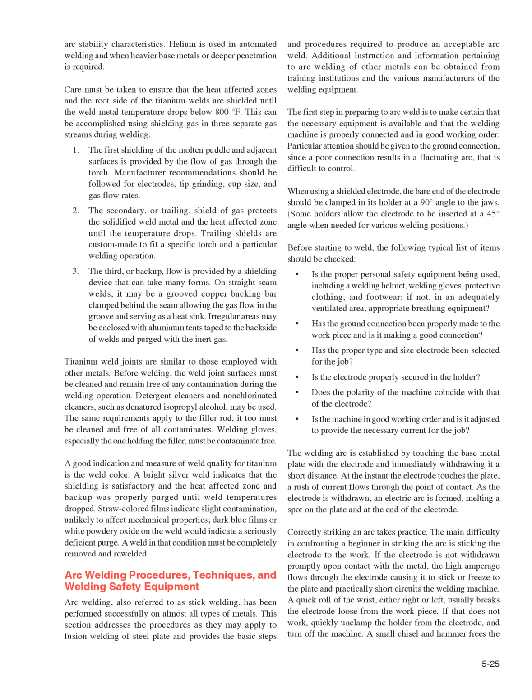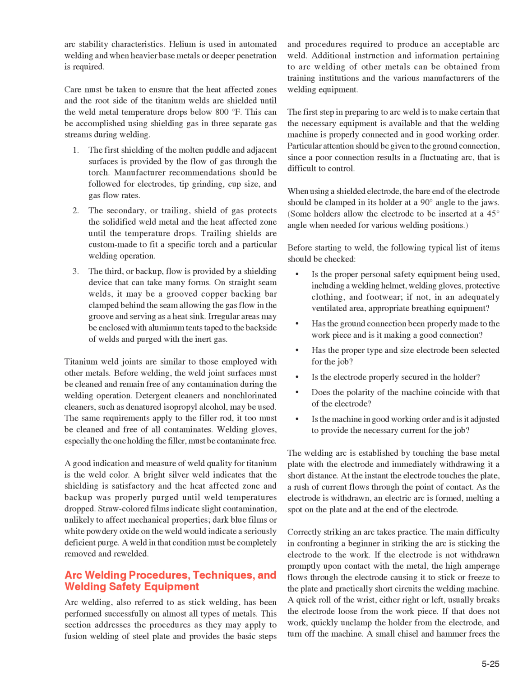Care must be taken to ensure that the heat-affected zones and the root side of the titanium welds are shielded until the weld metal temperature drops below 800 degrees Fahrenheit. This can be accomplished using shielding gas in 3 separate gas streams during welding. 1. The first shielding of the molten puddle in adjacent surfaces is provided by the flow of gas through the torch. Manufacturer recommendations should be followed for electrodes, tip grinding, cup size, and gas flow rates.